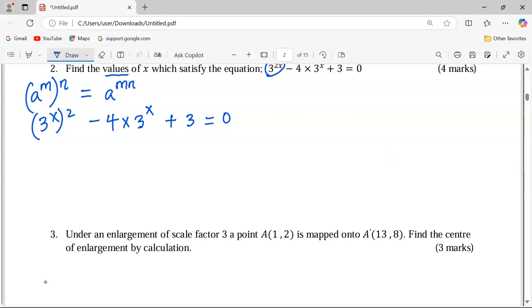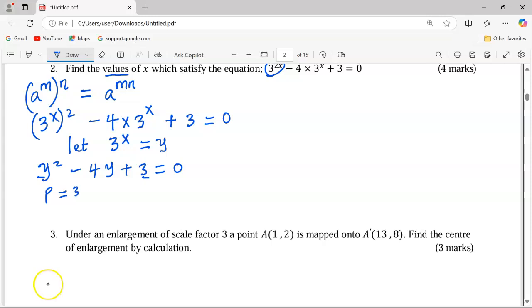Because 3 power x is appearing twice, we can let it be a certain unknown. Let 3 power x be a certain unknown, say y. So we will have y squared minus 4 multiplied by y plus 3, equivalent to 0. Then we can take the product, because I want to solve it quadratically. Product of a by c, whereby this is 1 and 3. Product of 3 and a sum of negative 4.